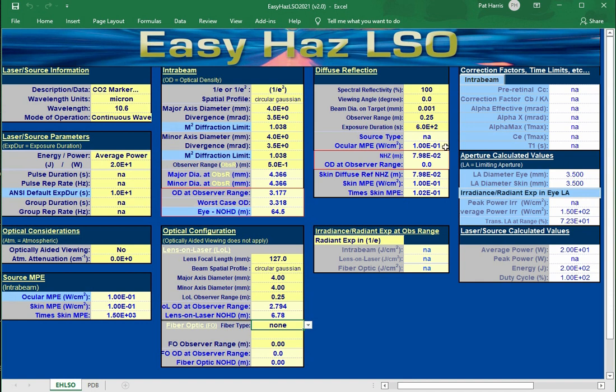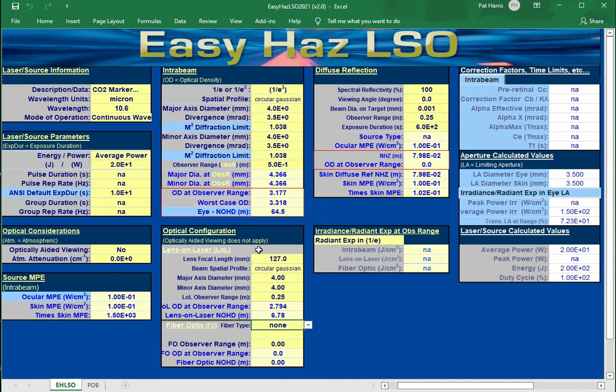The ocular MPE for the diffuse reflection and the skin MPE are the same, as they are the same for intrabeam versus diffuse reflection, because from 10 seconds to 600 seconds we get the same MPE. The NHZ is about 8 centimeters, not much of a diffuse hazard there. We wouldn't worry about that. OD at observer range is 0. And of course, there's no skin hazard from the diffuse reflection for this particular unit.